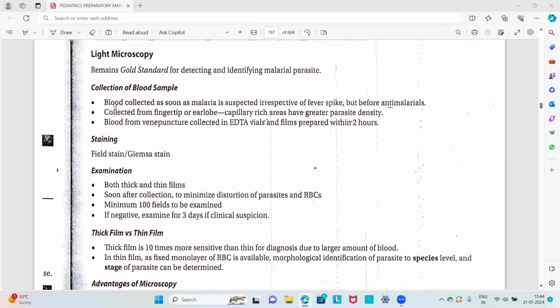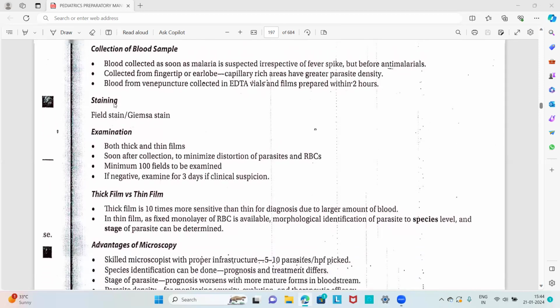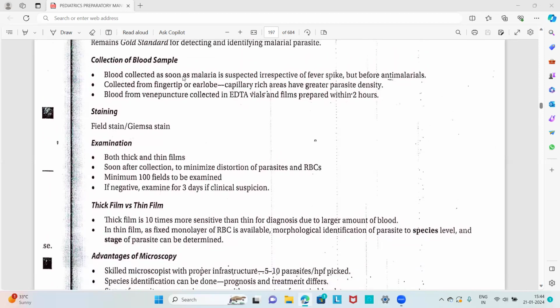For the light microscopy, we have to collect the blood sample. The blood is collected as soon as malaria is suspected, irrespective of the fever spike, but before anti-malarials. We have to collect it from the fingertip or the earlobe, because capillary-rich areas have the greater parasite intensity. So the fingertip and earlobe have the greater capillary-rich areas.